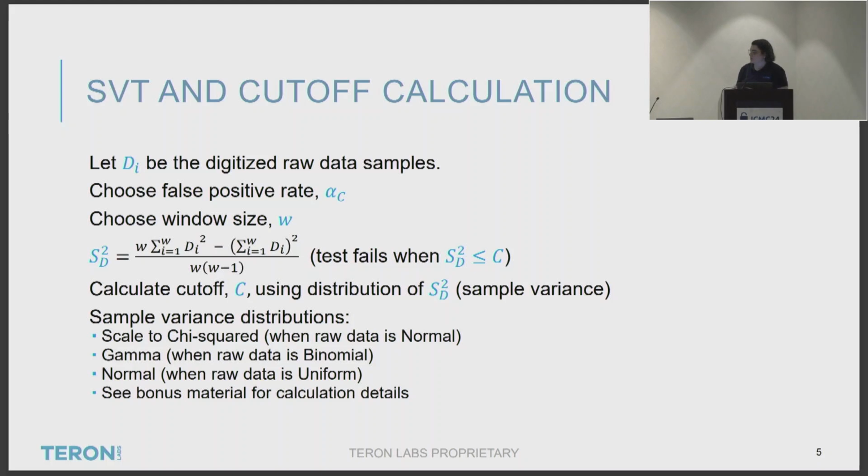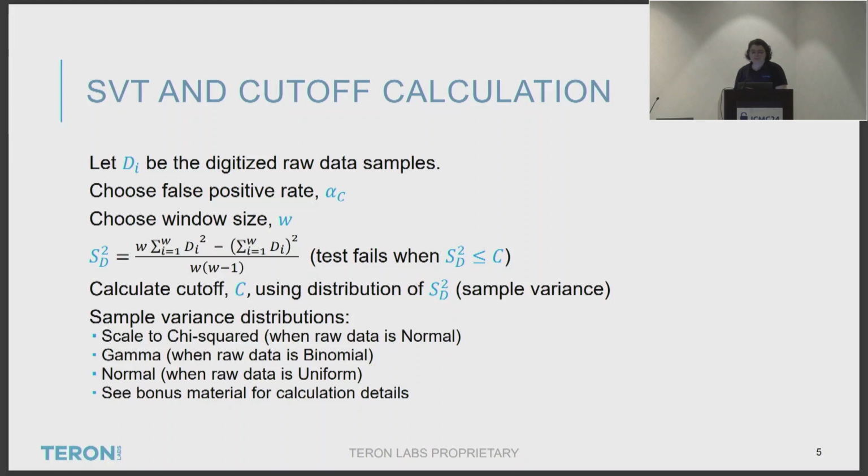So just a quick run through of what sample variance is. We let D_i be the digitised raw data samples. We choose a false positive rate. We choose a window size. We work out sample variance. I've just got the formula there. You can find it in any statistics textbook. But basically, you have to sum up your data samples. You sum the square of your data samples. You do a bit of multiplication, subtraction, and division at the end of your window, and then you get a sample variance value for each window of data.